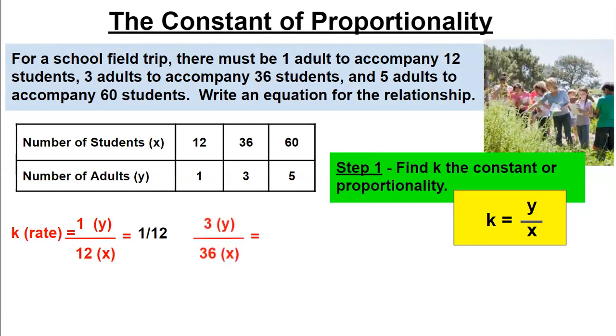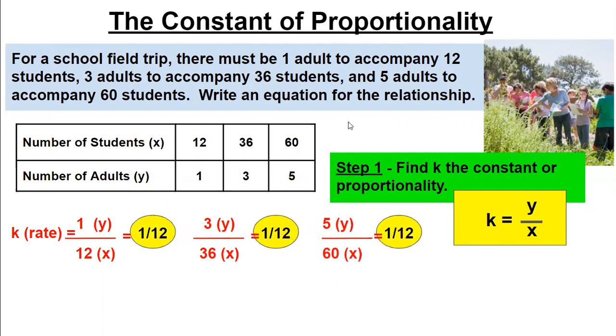So the next one is 3 over 36. Y divided by x. If we reduce that down, we get 1/12. And then 5 over 60, if we reduce that down, we get 1/12 as well. So that is K. K is 1/12. So for every 12 students, we need 1 adult.